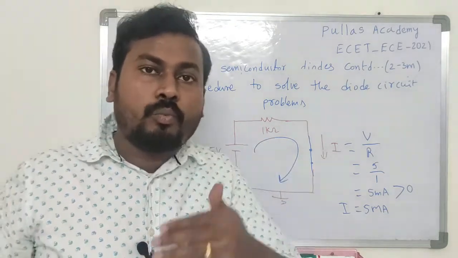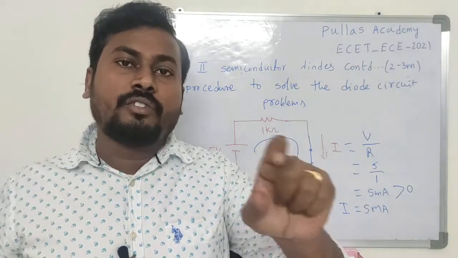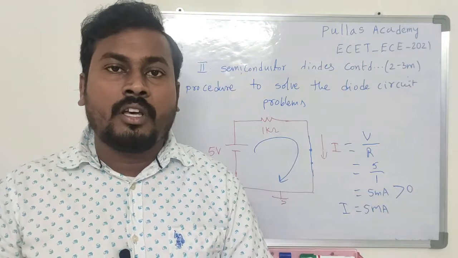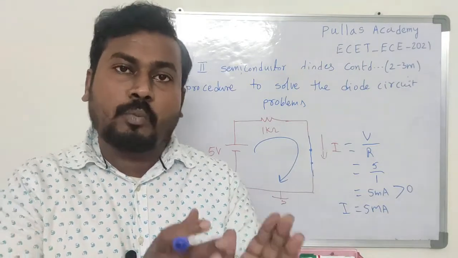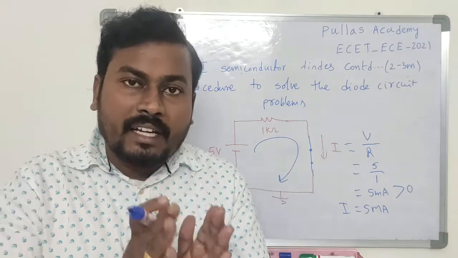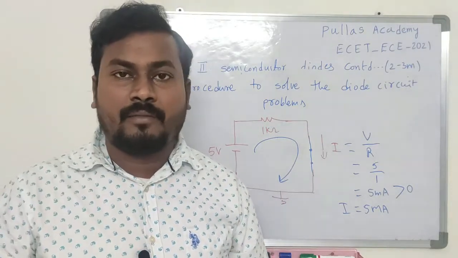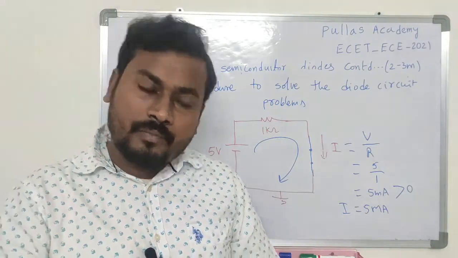You can note down 2 points. The first point is assume that the diode is forward biased. Replace it with short circuit. The second step is calculate the current through the diode. If the current is positive, the diode is indeed forward biased. Else, the diode is reverse biased. If it is reverse biased, the current is 0 milliamperes. Okay.